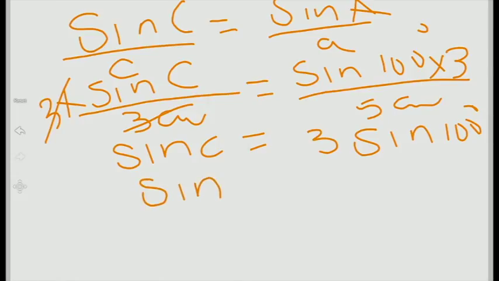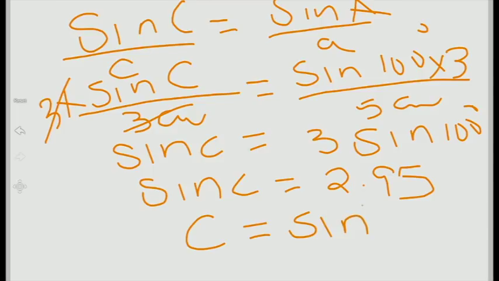So sine C is equal to 2.95. 2.95 is the sine of angle C. So what is angle C? It means angle C is the arcsine of 2.95. Oh, sorry, we didn't divide by 5. We're supposed to divide by 5 here. This 5 here, it's 2.95 divided by 5. We still have the 5 here.